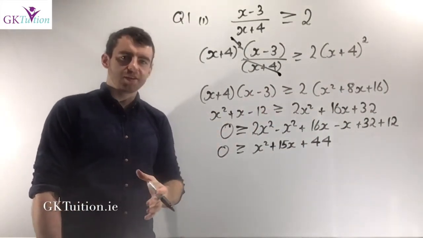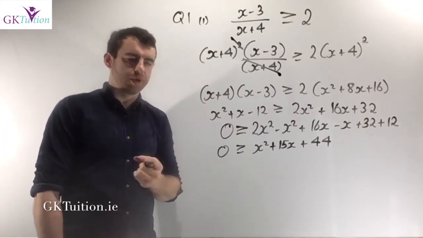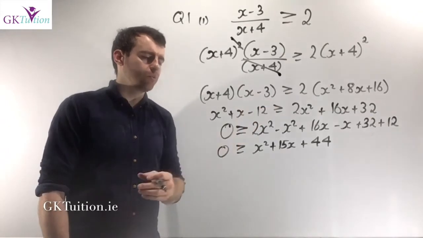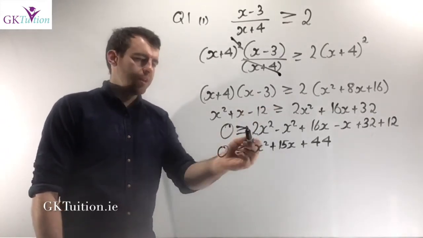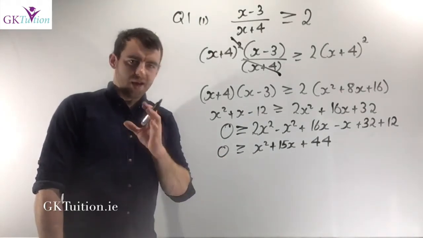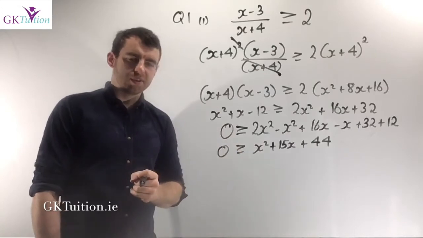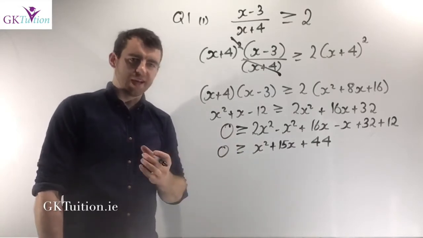At that stage, I decided to move everything to one side because I recognise that I have an x squared, an x, and a number. When you move everything to one side and group your like terms, you get x squared + 15x + 44 is less than or equal to 0. And now this is exactly the same as the previous video. We're going to let the quadratic equal 0, factorize and solve it, and then sketch our graph.